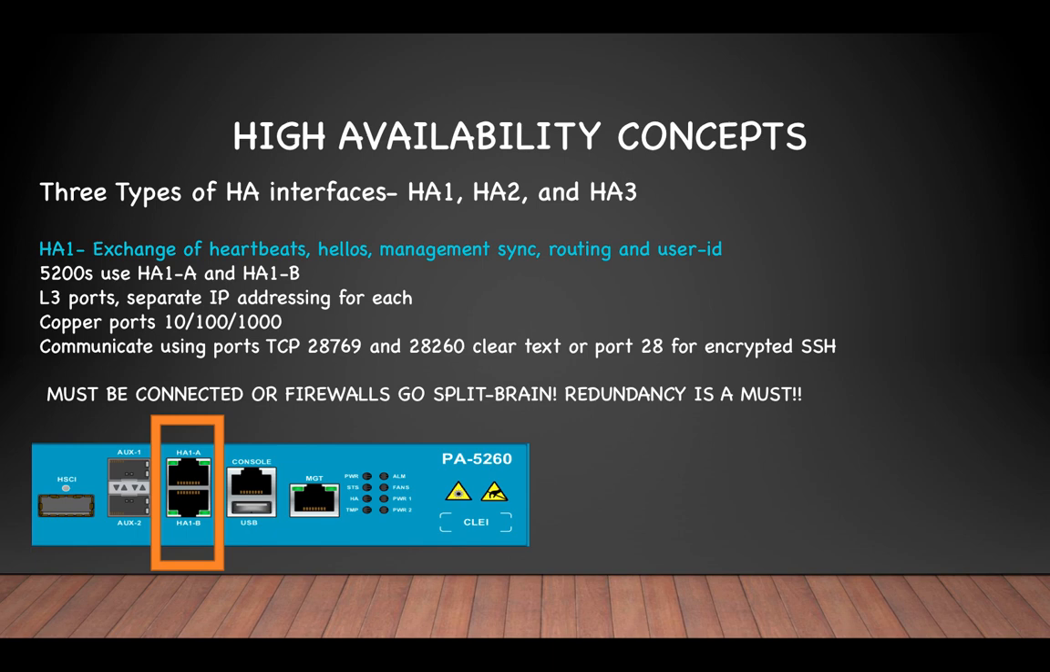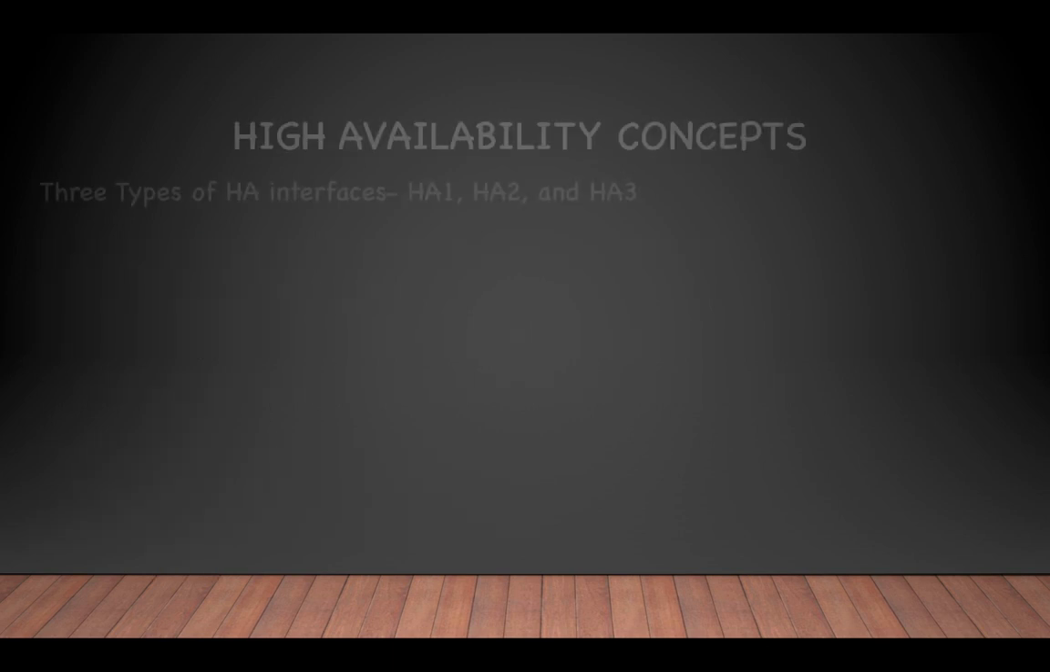Since the heartbeats and hellos use this path, the HA1 interface must be redundant. If you lose this connection, the firewalls will go split brain, meaning both firewalls in the HA pair will believe the other firewall is gone and will operate as the primary firewall. As you can imagine, two firewalls with the same configuration and addressing operating as the primary will create problems.